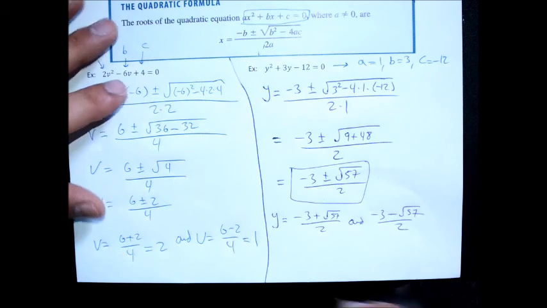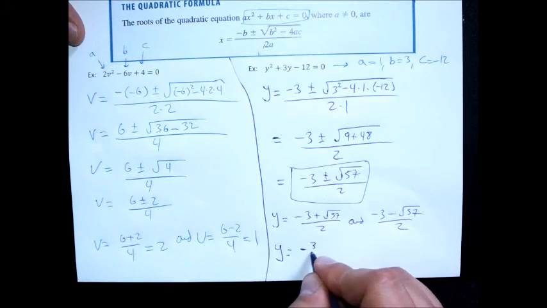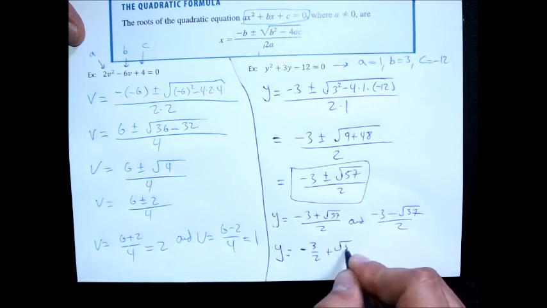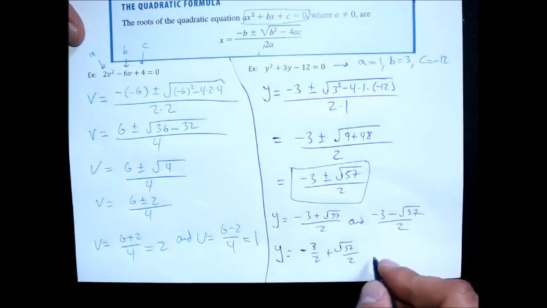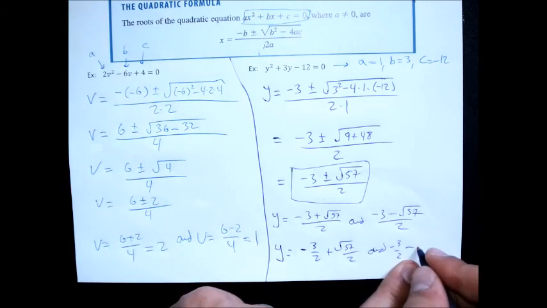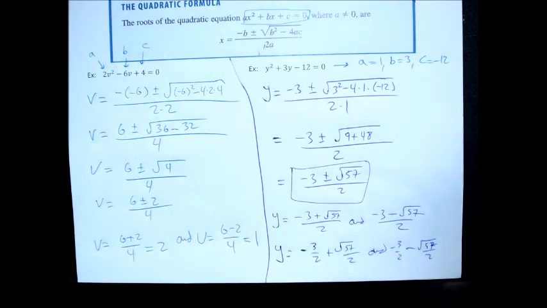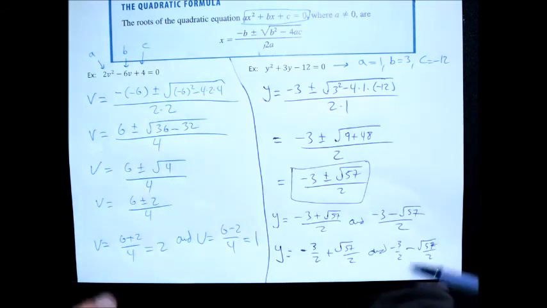And then, one more time, you could also break this up into 2 different fractions: minus 3 halves plus square root of 57 over 2, and then minus 3 halves minus square root of 57 over 2. I just want to show you how you can manipulate that and present it 3 different ways, so that if you see an answer that looks like one of those, you can compare them and know that they're all the same.